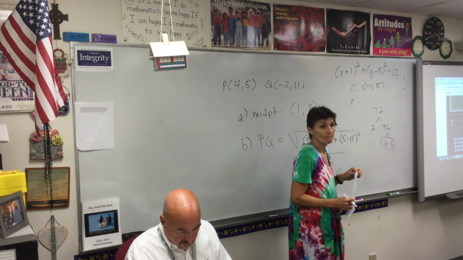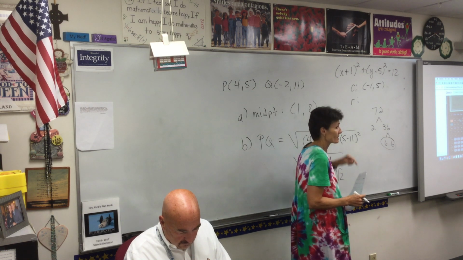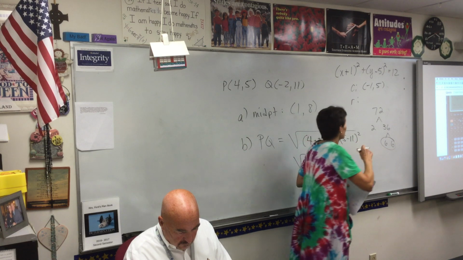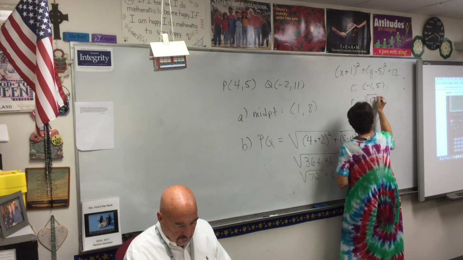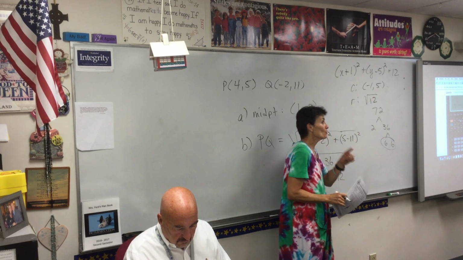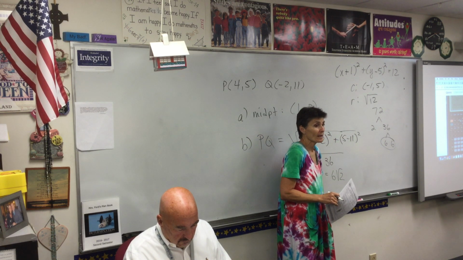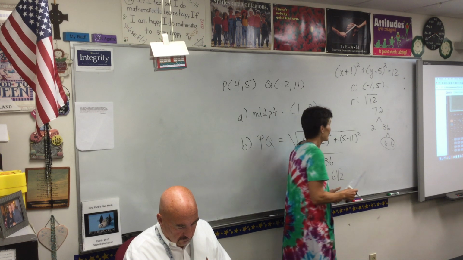Wait, I'm not done. I got to find the radius. My bad. How do I find the radius? I square root that number. So if you put root 12, you got partial credit. But if you want full credit, what do we have to do? Break it down. You gotta break it down, right?